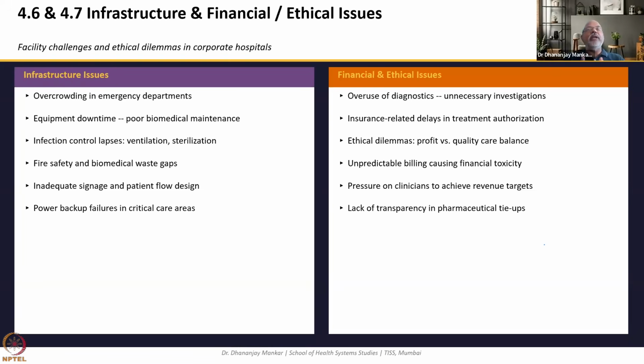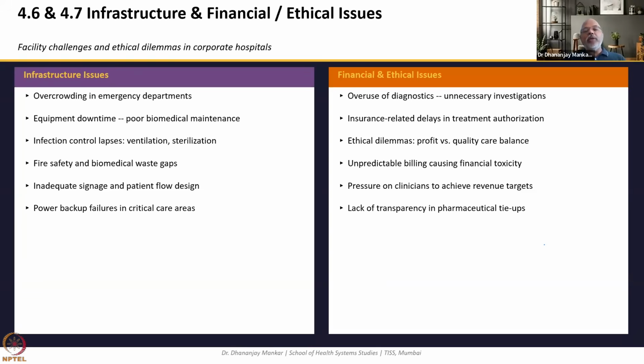Insurance-related delay, where the TPA might not be properly handled, and the hospital is not oriented towards the insurance patient, or does not provide the health coverage that patients are expecting. Ethical dilemmas, where the balance of profit versus quality care is very important, where the hospital is found to be more profit-oriented and quality is compromised.